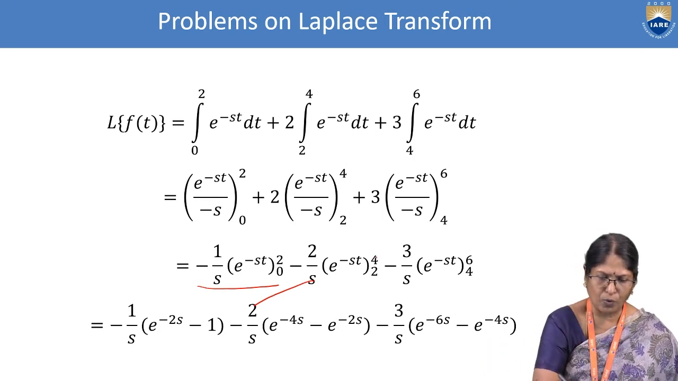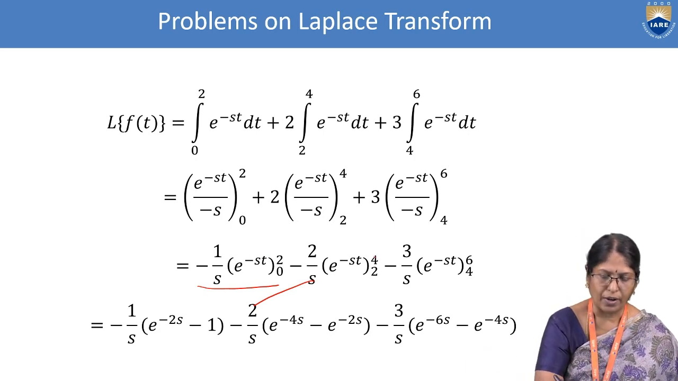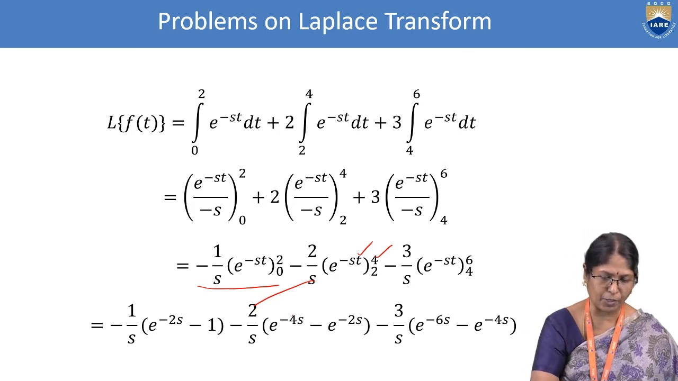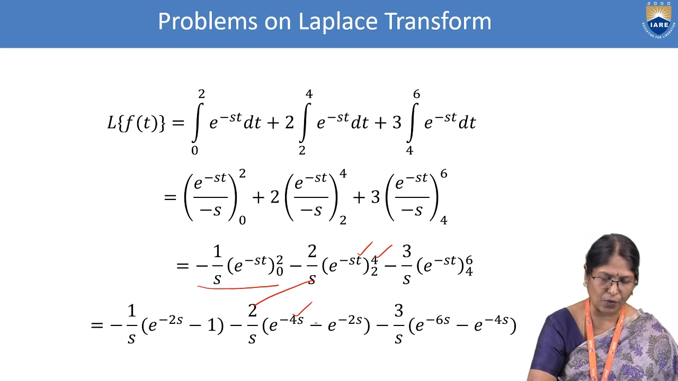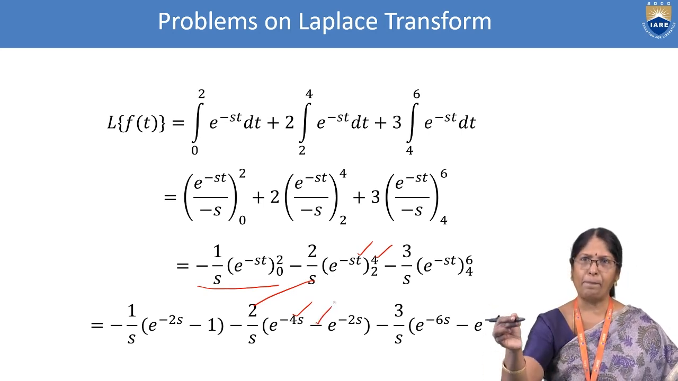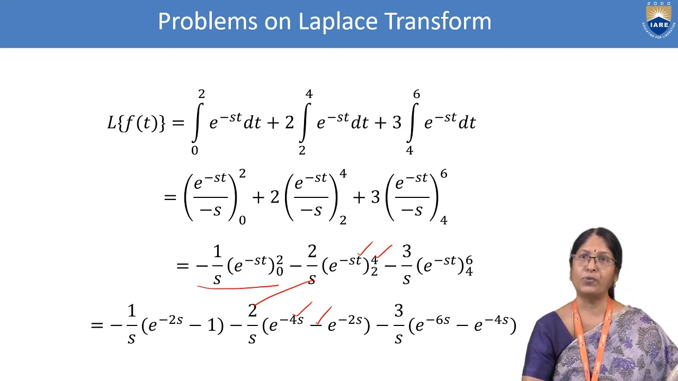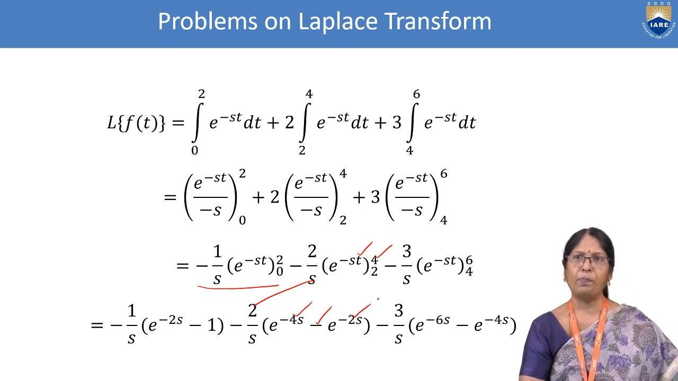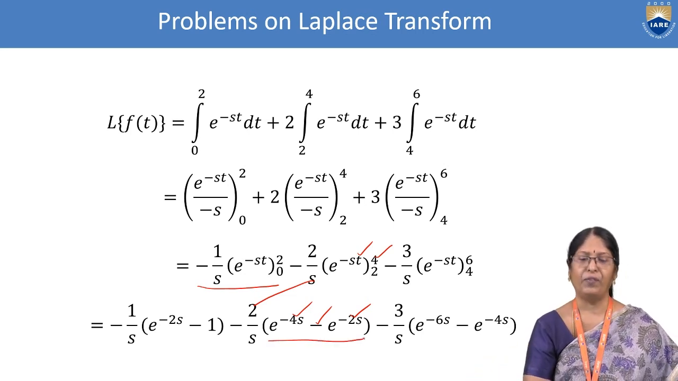Now, what we did the first one, the similar way. Now, in the place of t we will substitute 4. So it has become e power minus 4s. This is formula minus, that is upper minus lower. Next, in the place of t we will substitute 2. It has become now e power minus 2s. It's fine here. We completed the second one also.